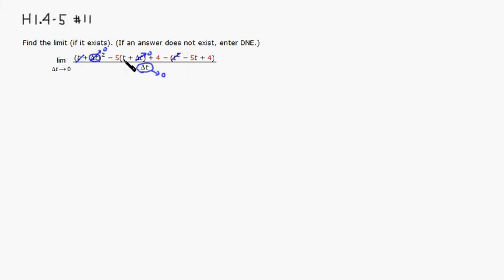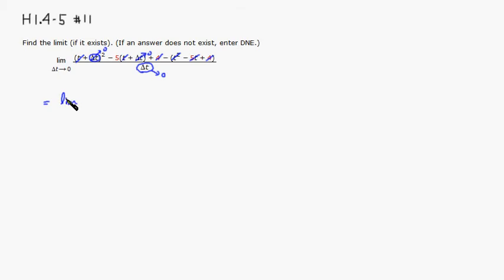Negative 5t minus negative 5t, so those cancel out as well. Then there's 4 minus 4, so everything's gone, and you're going to basically have 0 over 0 again. So we need to do something else. The next thing we do, we're going to multiply out, so see what happens.